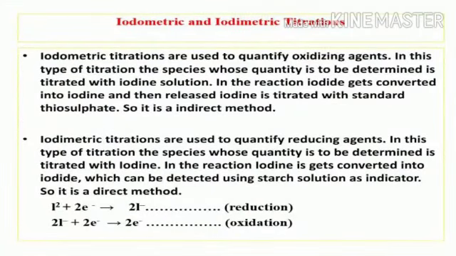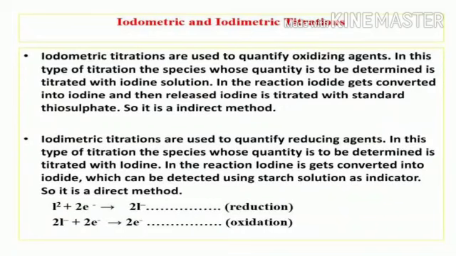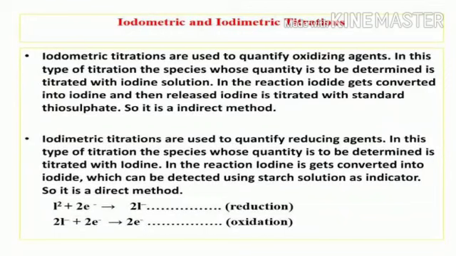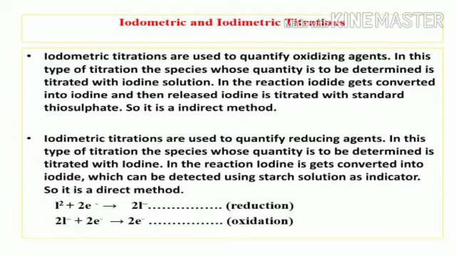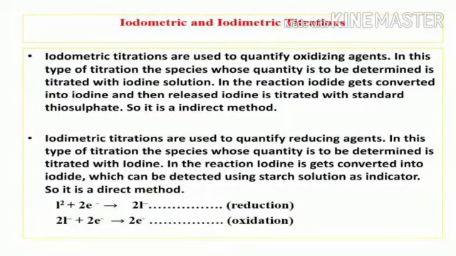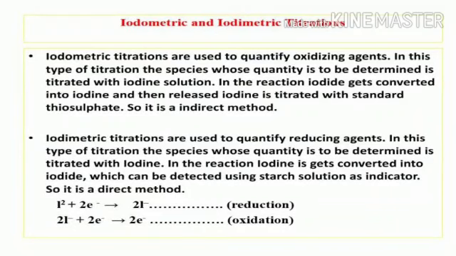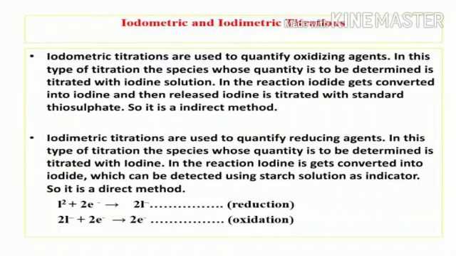Iodometric titrations are used to quantify oxidizing agents. In this type of titration, the species whose quantity is to be determined is titrated with iodide solution. In the reaction, iodide gets converted into iodine and then the released iodine is titrated with standard thiosulfate. So it is an indirect method.